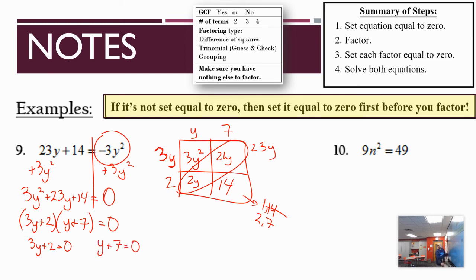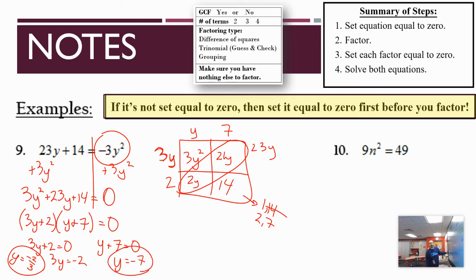Y plus 7 equals 0. And then solve. The first one, you have 2 steps, subtract 2, and then divide by 3. So I end up with y equals negative 2/3. Get a little cramped for space here. And then subtract 7, I get y equals negative 7.